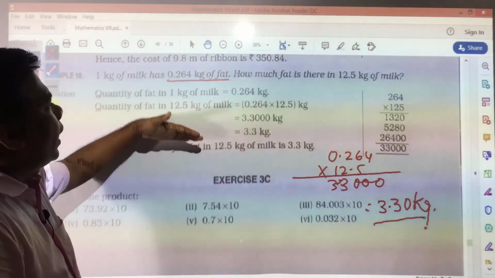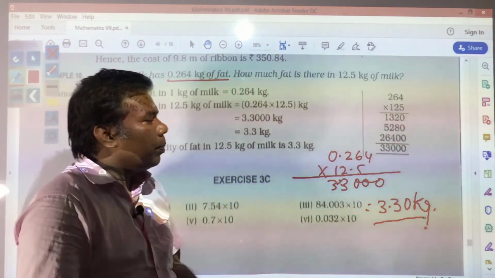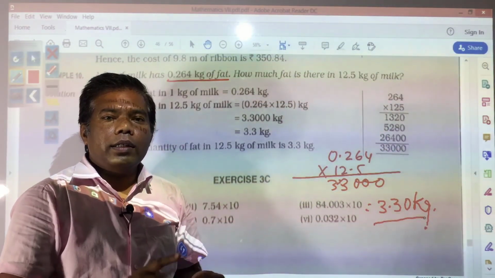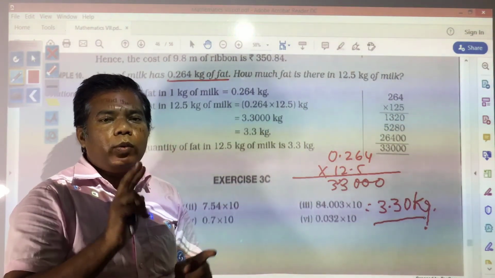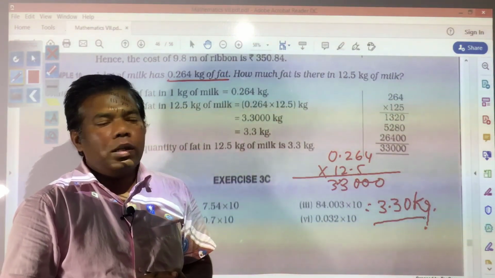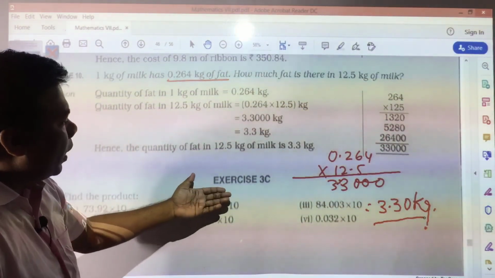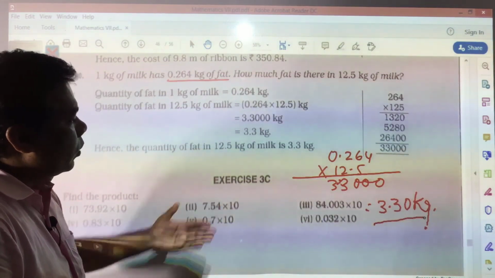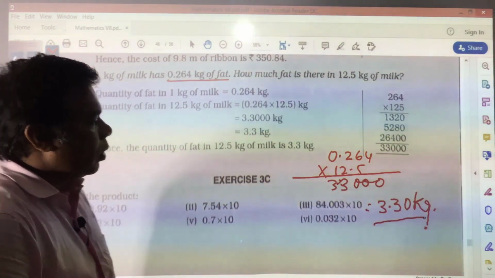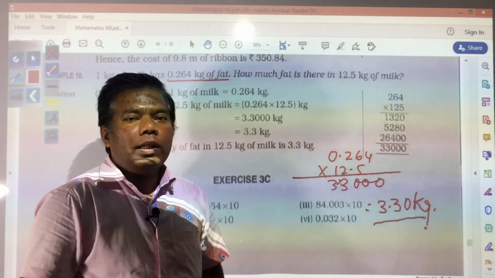So, in this way I hope you understood how to multiply a decimal number by 10, 100, 1000 and so on with a whole number, and even if two decimal numbers are there, how they are to be multiplied. So, I hope you will be able to do exercise 3C. It is so simple, just try to do and complete this exercise. Next day we will talk on the next topic. Till then, thank you.